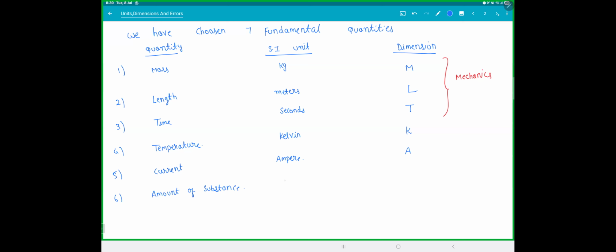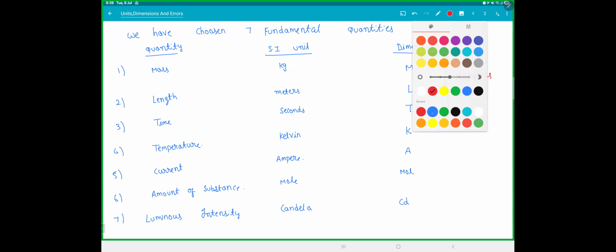This is moles, mol. Next thing, luminous intensity. This basically talks about the brightness. Candela, we use cd. So this temperature, Kelvin, is used in thermodynamics.